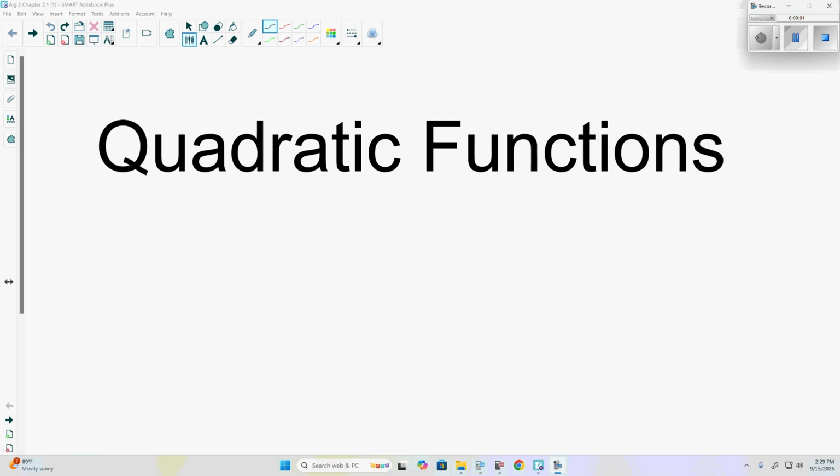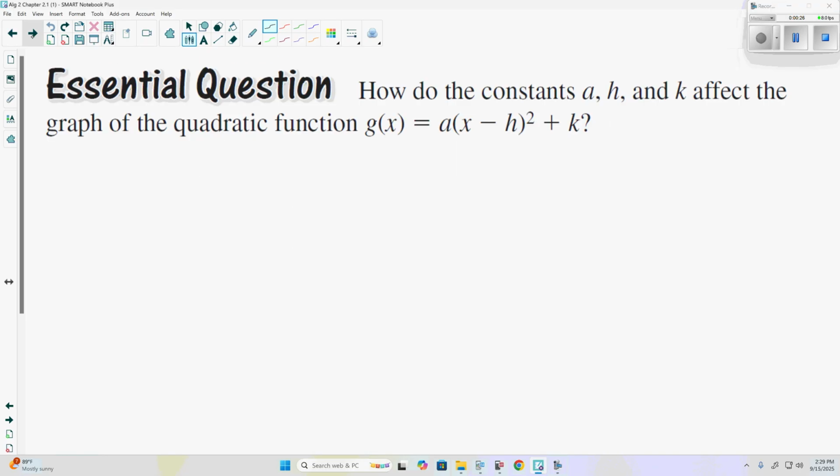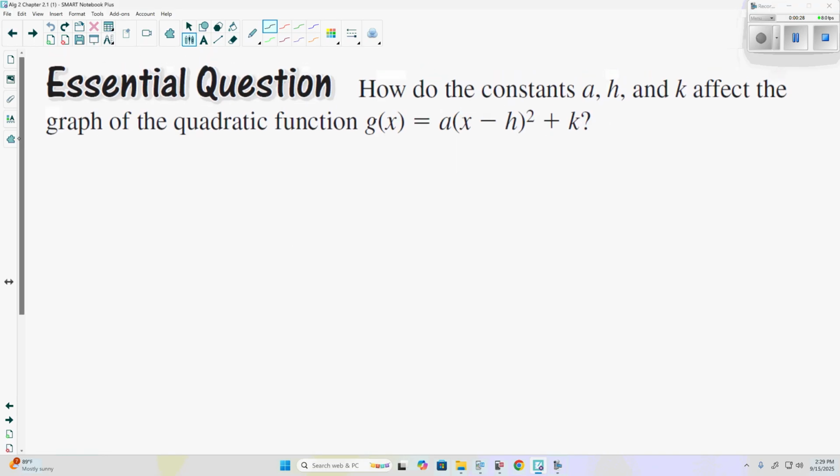All right, guys, so what we're doing today is we are starting chapter 2. Today's first section, or first day of chapter 2. Now, chapter 2, unlike chapter 1, is going to mainly focus purely on quadratic functions. We're not going to jump around like we did in chapter 1 from different topics for each section. So, with chapter 2, we're talking and focusing on quadratic functions. Now, the first thing we're going to talk about is transformations.